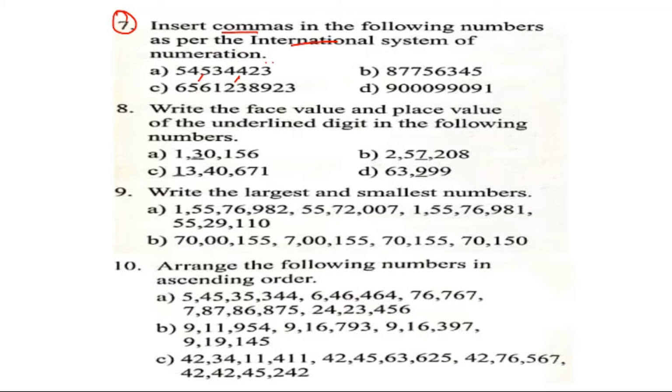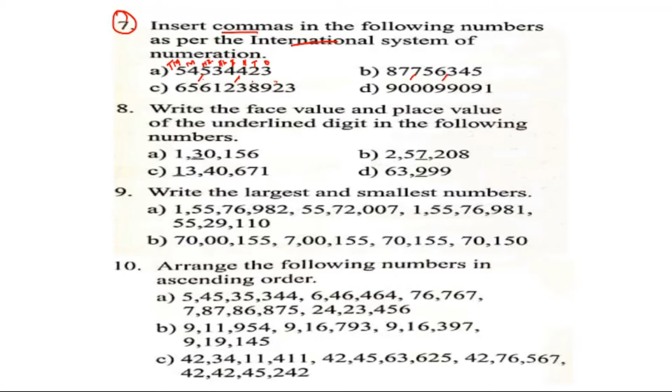So here it will be read as ones, tens, hundred, thousand, 10,000, 100,000, million, and 10 million. Okay, so it will be read as 54,534,423. So this is the pattern of the international system. Next, 8775634, comma before three numbers again here and here.